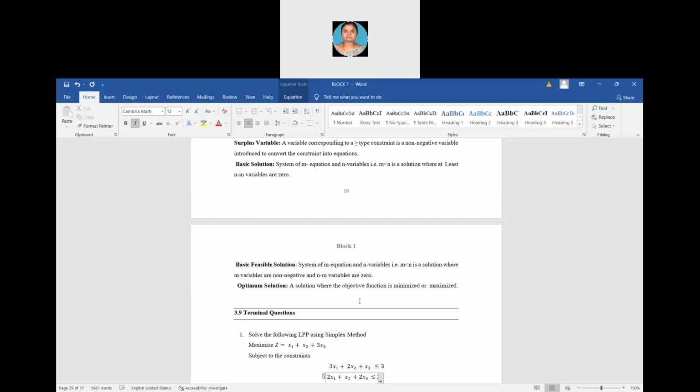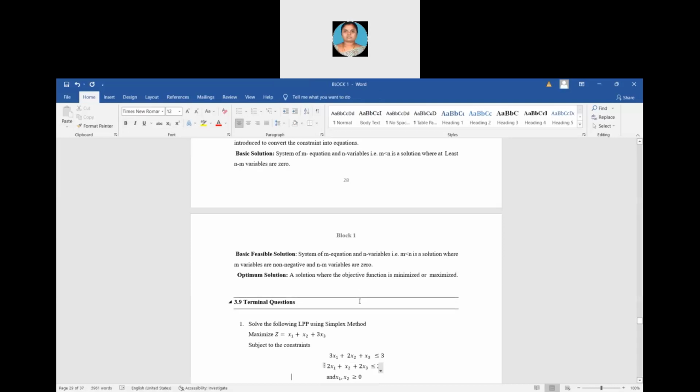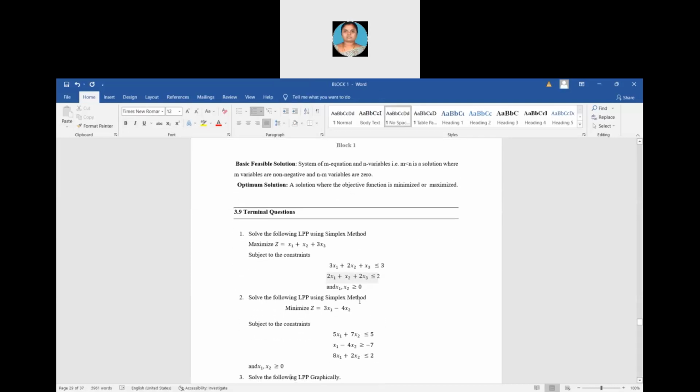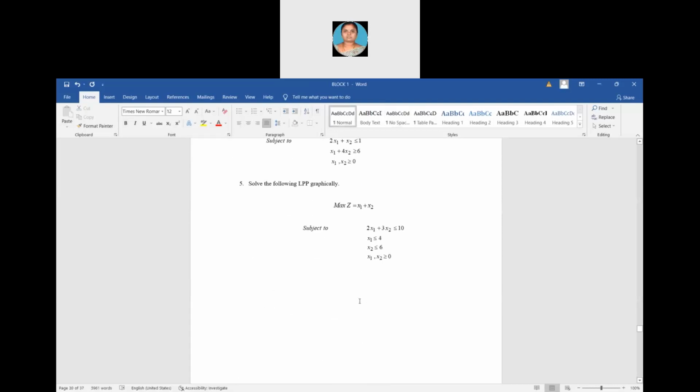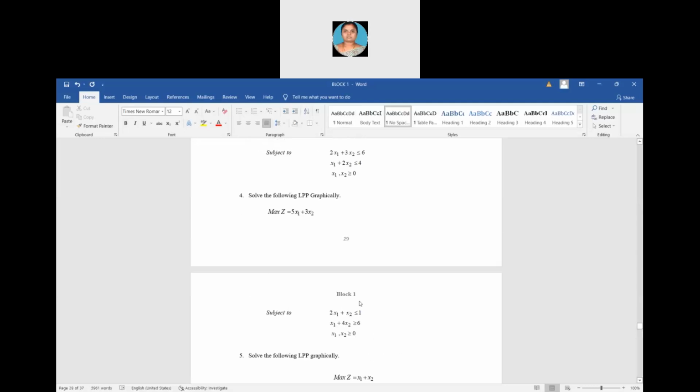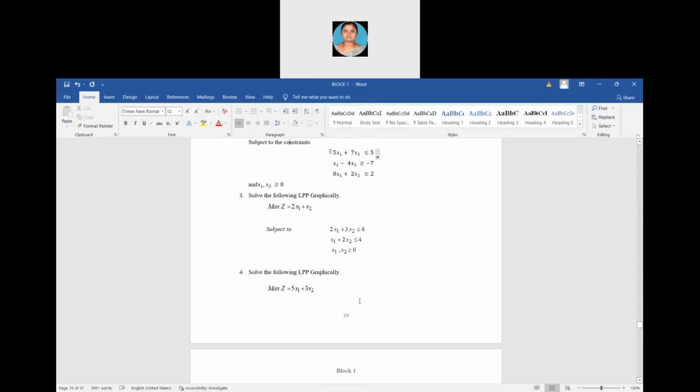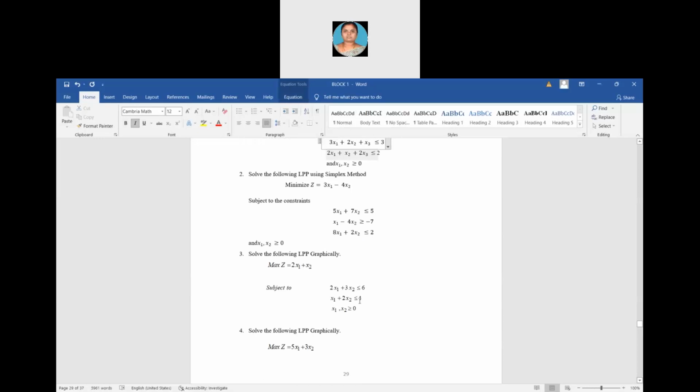And some terminal questions. Terminal questions are other practice problems that have been given here. If you practice all these problems, you can identify how to use the graphical and simplex methods neatly. If you see any question with two variables, you can definitely solve it by the graphical method. If they specify the simplex method, you have to solve that system of equations by the simplex method alone.